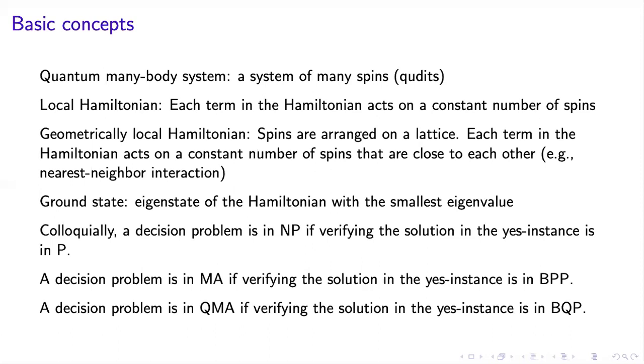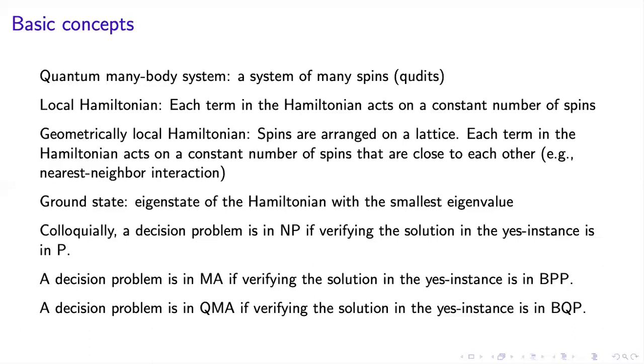We need to introduce three different types of complexity classes: NP, MA, and QMA. A decision problem is in NP if verifying the solution in the yes instance is in P. That is, a decision problem is either yes or no, and if it is a yes instance, we must have a classical proof such that the verifier can verify it is a yes instance from that proof. The verification process must be in P.